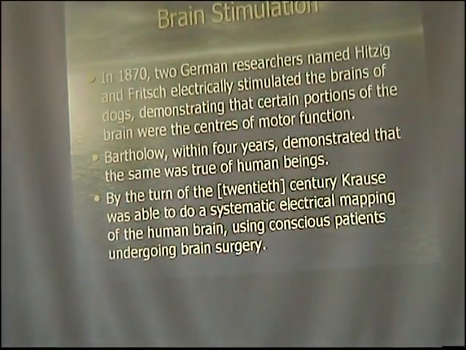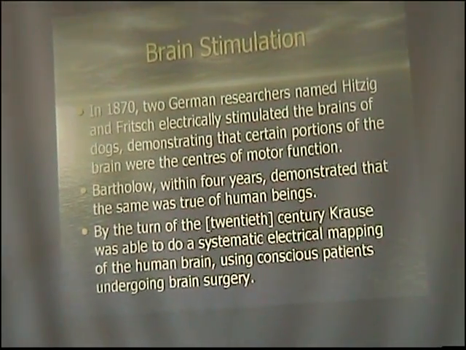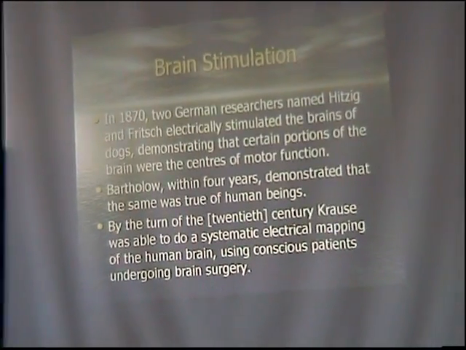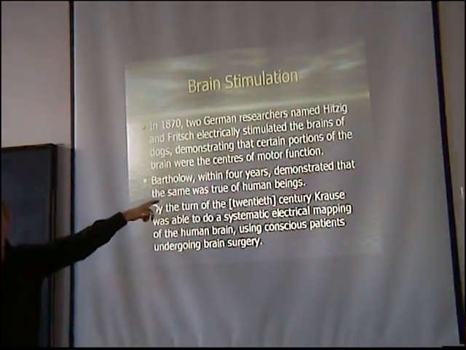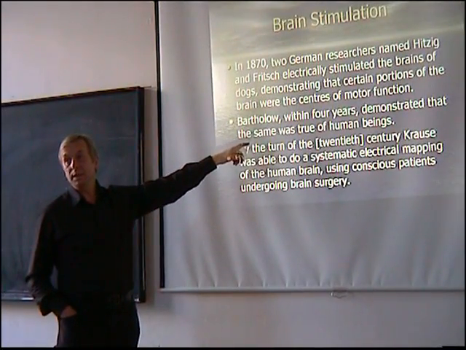In 1870, Hitzig and Fritsch stimulated the brains of dogs, and this showed that these areas in the dog's brain are to do with motor functions. Stimulating the dog, and the leg would move, and the arms and things like that, so remote controlling bits of the body moving around. And Bartholow, a few years later, demonstrated the same in humans. Stimulate parts of the human brain and the arm moves around, and so on.